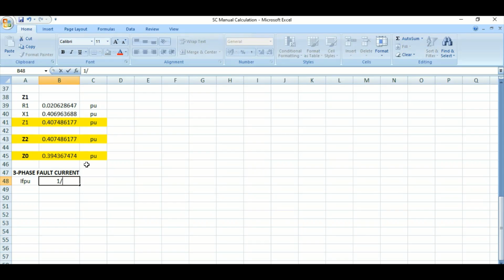So we are using the per unit system here. V is 1 per unit and Z1 is this per unit value. So 1 divided by Z1, this is 2.45, again in PU. So this is the fault current in PU. Now we need to find the base current. What is the base current?